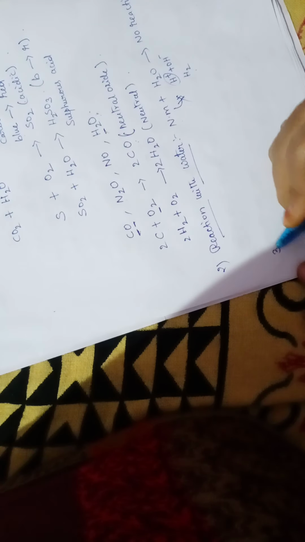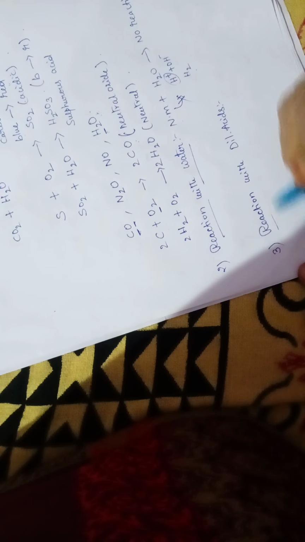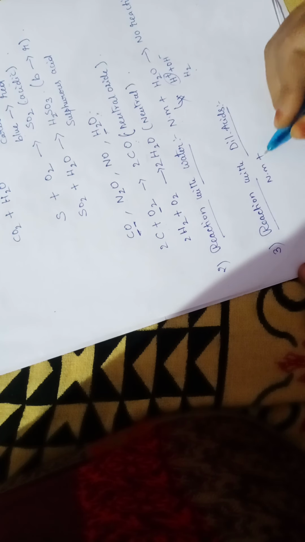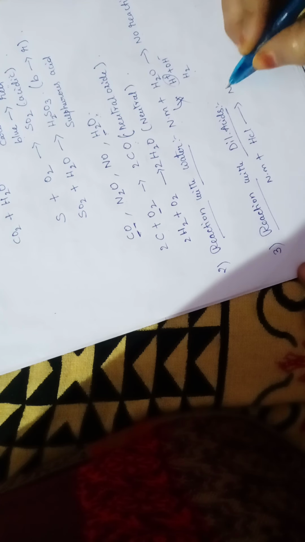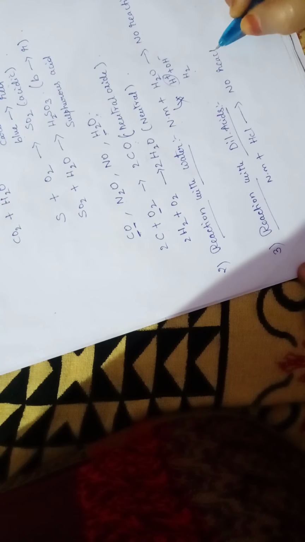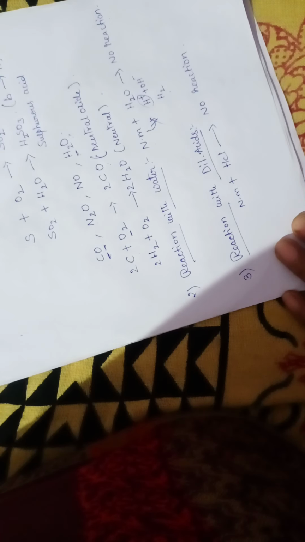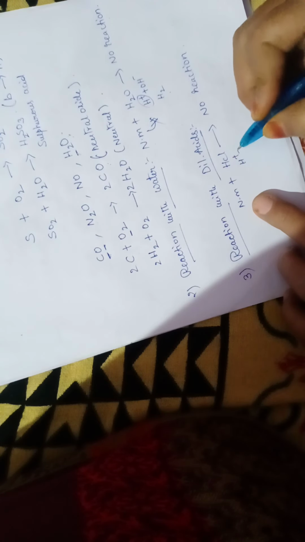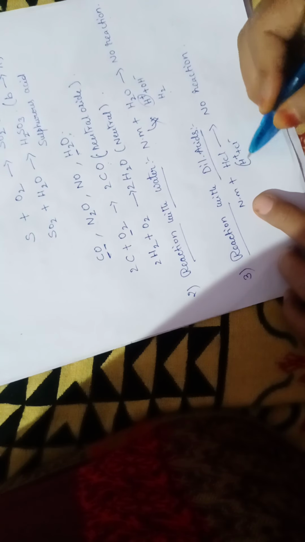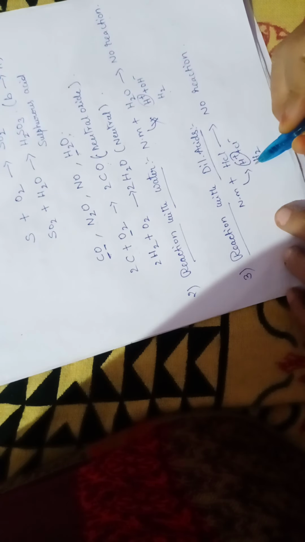And the third one is the reaction of non-metals with dilute acids. So here, non-metals plus dilute acids, for example HCl. Here also there will be no reaction. Same reason: non-metals are unable to displace hydrogen. HCl is nothing but H+ plus Cl-. To reduce this H+ into H2 gas, they require some electrons from the non-metal.